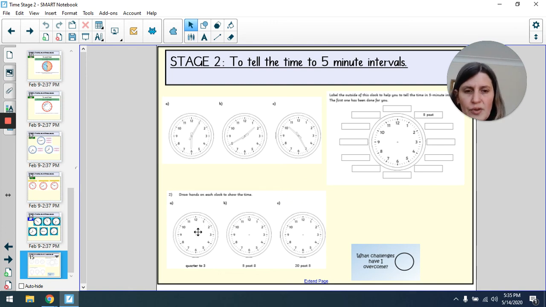Gold, you need to draw the times on the clocks, and don't forget, it's really important that your hour hand is smaller than your minute hand. Otherwise, if someone looks at your clock, they're not going to know what the time is. Good luck.